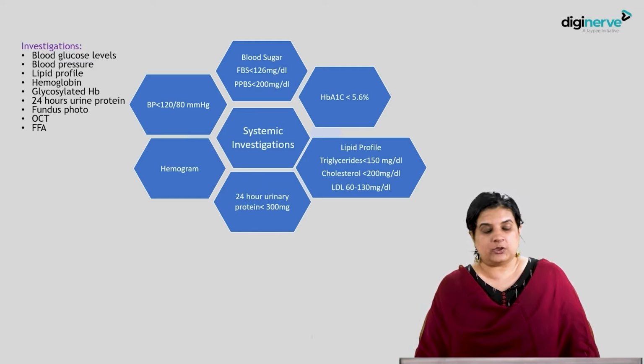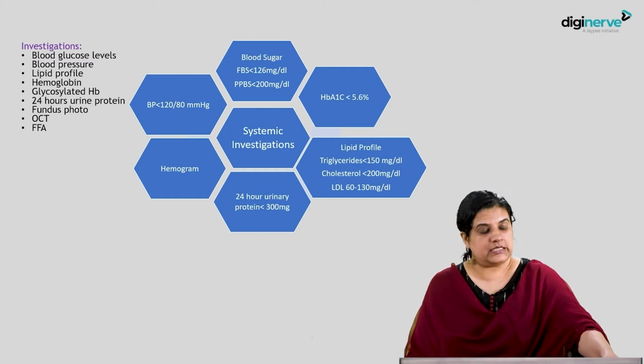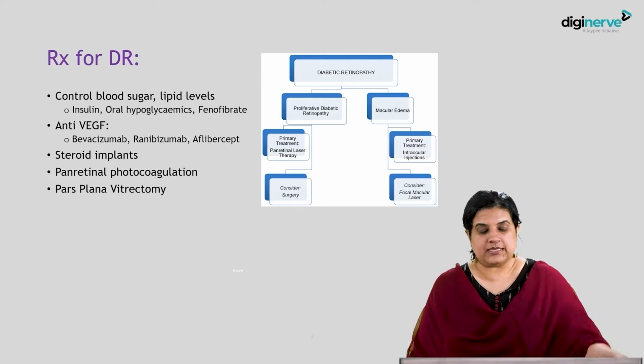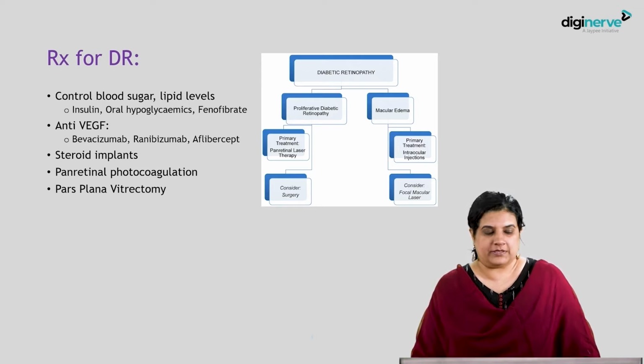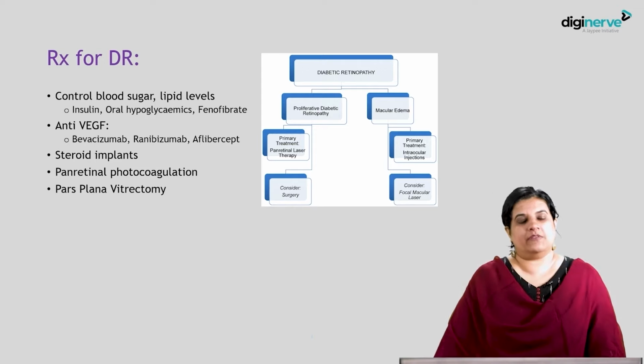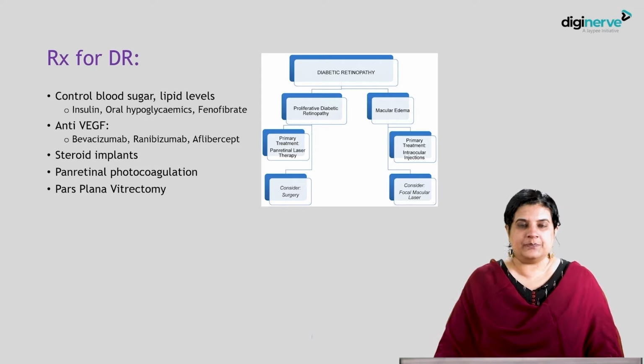Cholesterol should be less than 200 milligrams per deciliter, and LDL should be within 60 to 130 milligrams per deciliter. So basically, the treatment is reducing the blood sugars and reducing the deranged lipids. You can do it either by giving insulin, oral hypoglycemics, or drugs like fenofibrate.